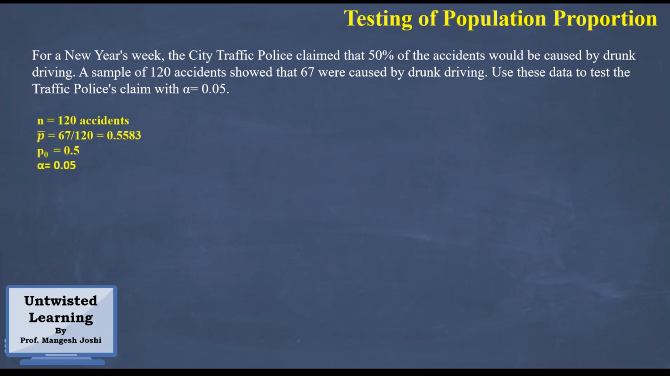So let us note down the given data. N is equal to 120. P bar, that is sample proportion, is 67 by 120, that is 0.5583. Claimed or hypothesized proportion is 0.5 and alpha is 0.05.